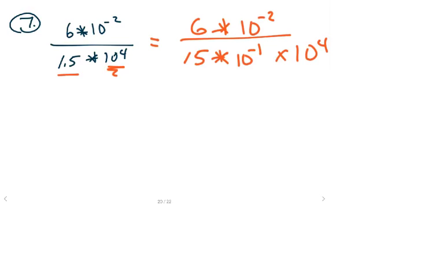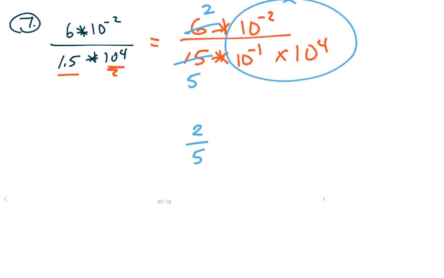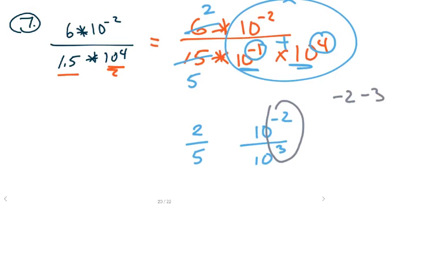Alright, so here now, 6 and 15 are both divisible by 3, so this is 2, this is 5, so now we're left with 2/5. And we have to clean this up. Now this is interesting. These two, since the bases are the same, we can add them. So this would be 10 to the negative 2 over 10 to the third. And then we can subtract, so this is negative 2 minus 3, which is now negative 5. So this is 2/5 times 10 to the negative 5.